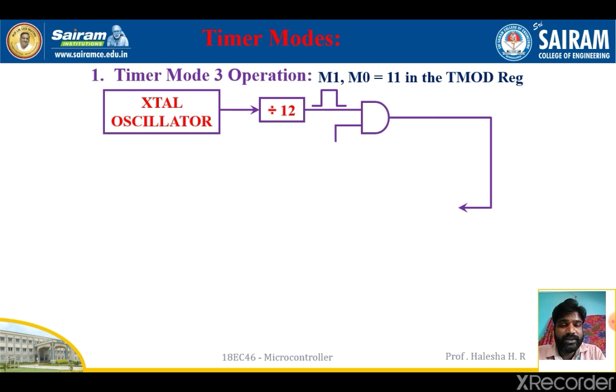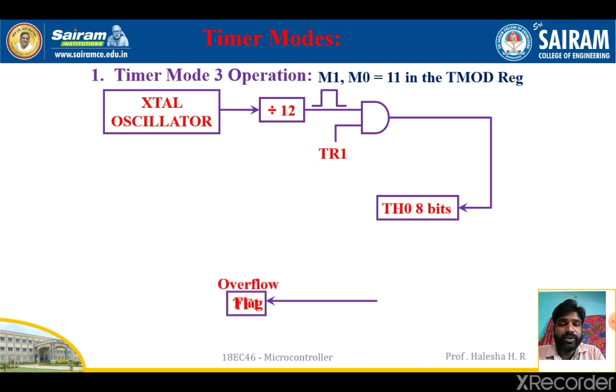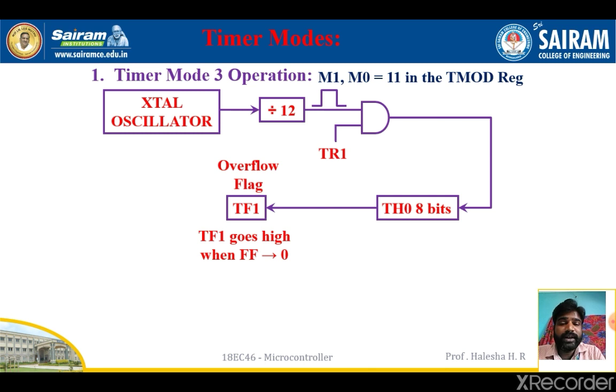For that, TH0 uses the control and flag bits of timer 1. As you know, TR1 and TF1 are the control and flag bits of timer 1, no? So this is used to turn it on or off, and TH0 is used as a separate 8-bit timer. Whenever it reaches the maximum value, the corresponding timer flag will be set, and then the interrupt will be generated.